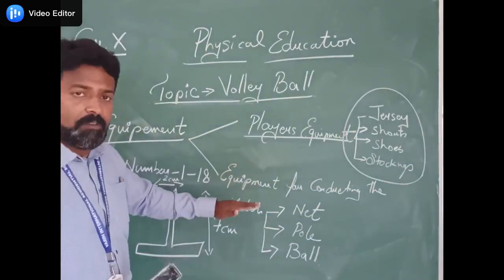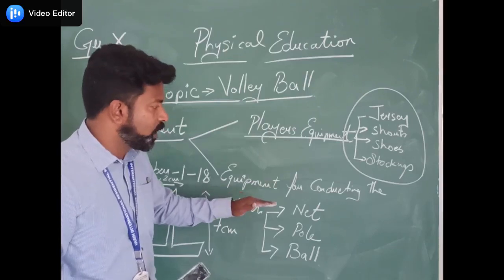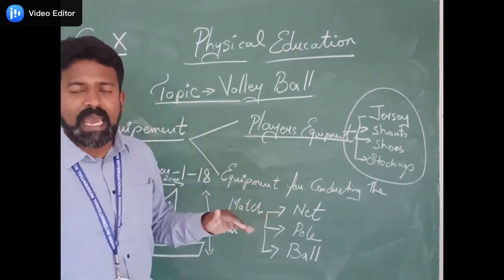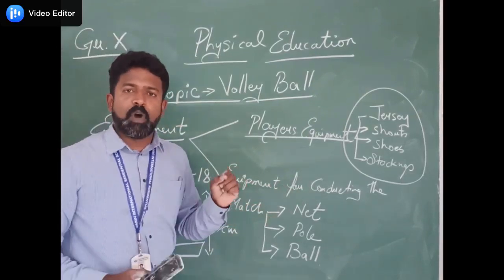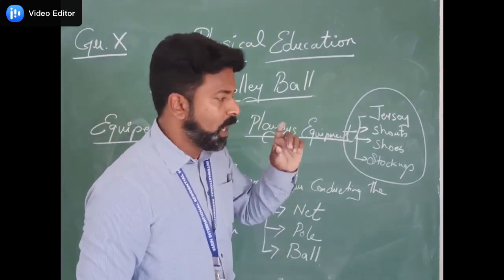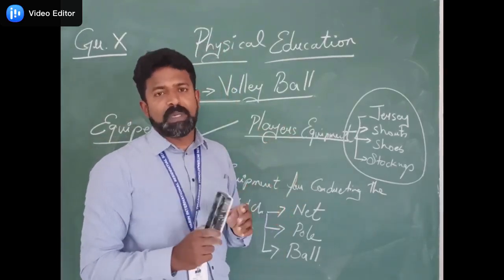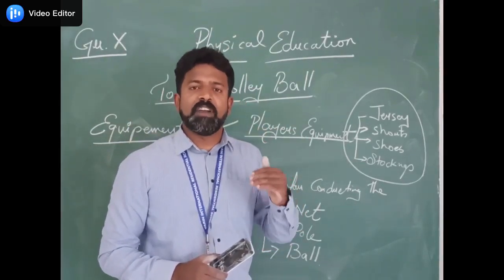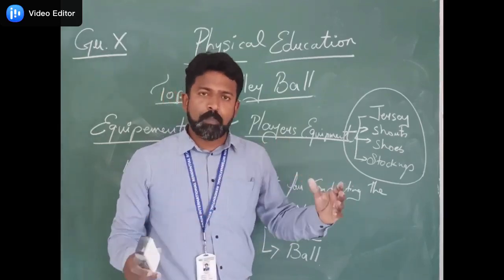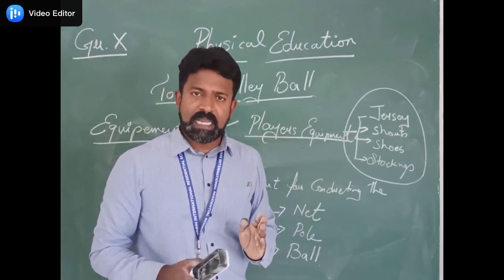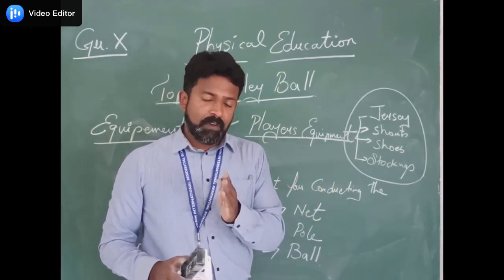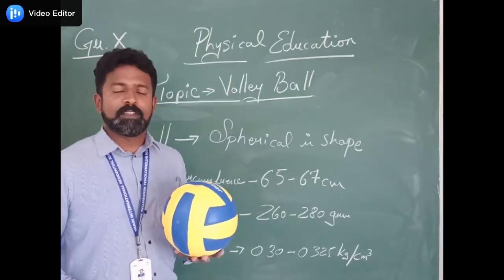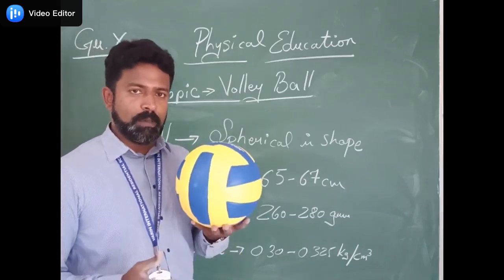Now the equipment for conducting the match is completely for the organizers. There should be a net with proper measurements, as I said earlier, 9.50 to 10 meters in length and 1 meter in width, with all the specifications. Moving on to the pole, the height of the pole is 2.55 meters, and there should not be any support for the pole to stand vertically. The pole should be placed 0.50 to 1 meter away from the touch line.